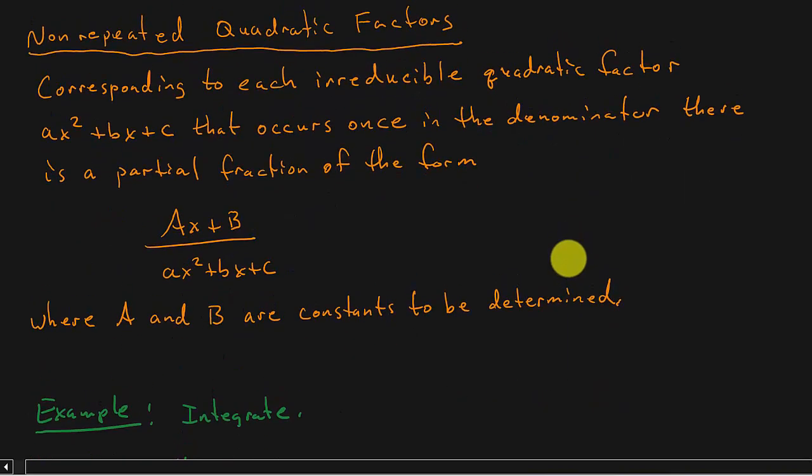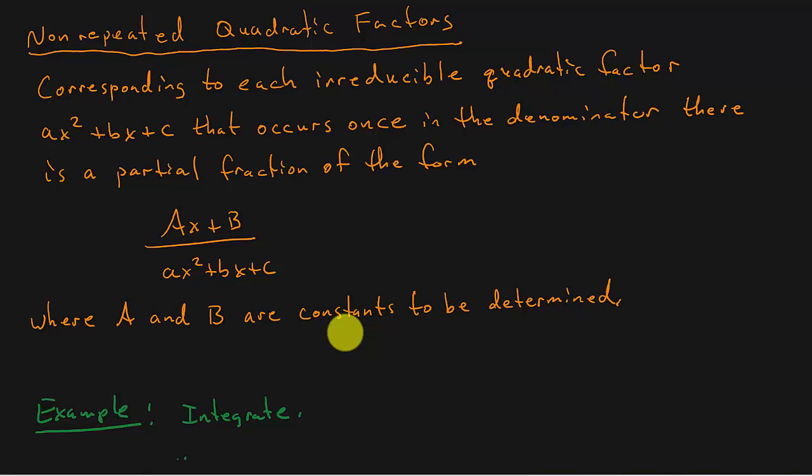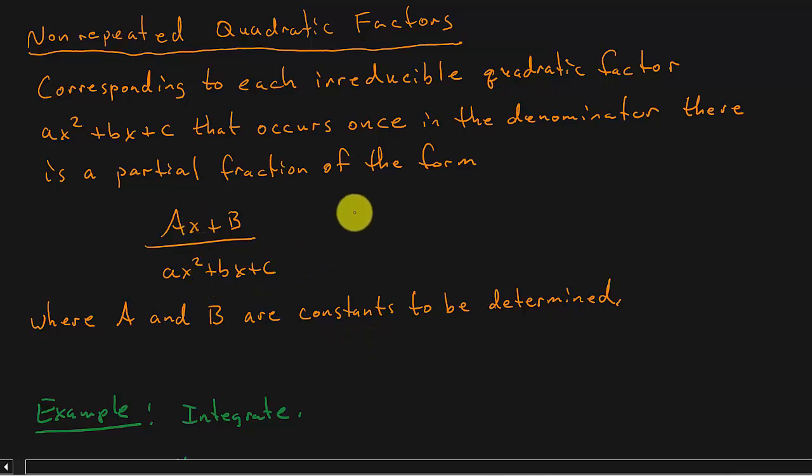All right, we've got non-repeated quadratic factors. So corresponding to each irreducible quadratic factor, ax squared plus bx plus c, that occurs once in the denominator, there is a partial fraction of the form Ax plus B over the quadratic factor, where A and B are constants that we have to figure out. So it's going to work just like we've been doing all these other ones. The only thing is, instead of writing A over, B over, it's this over the quadratic factor.